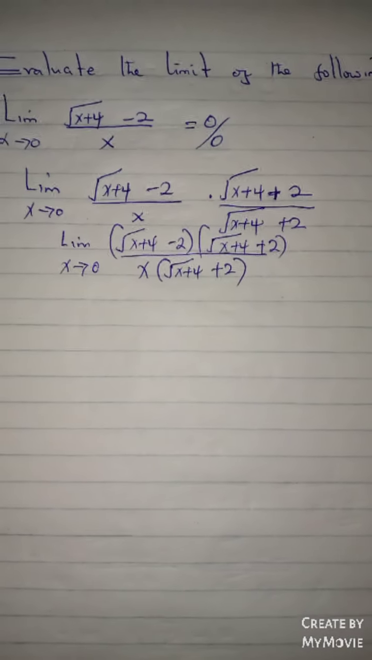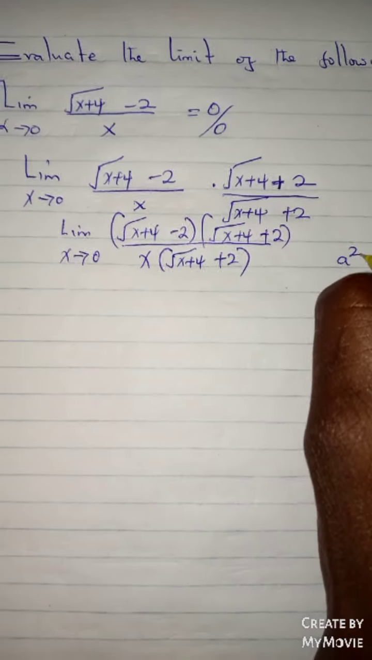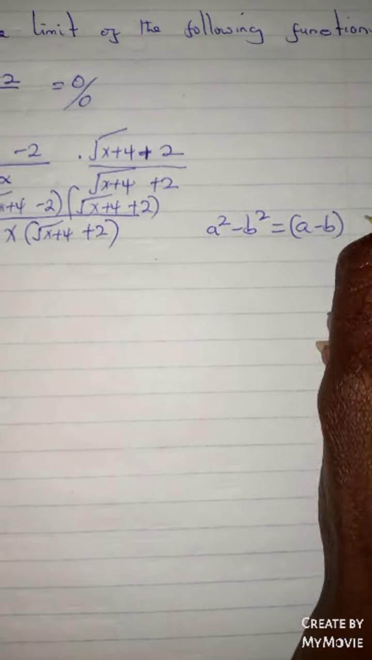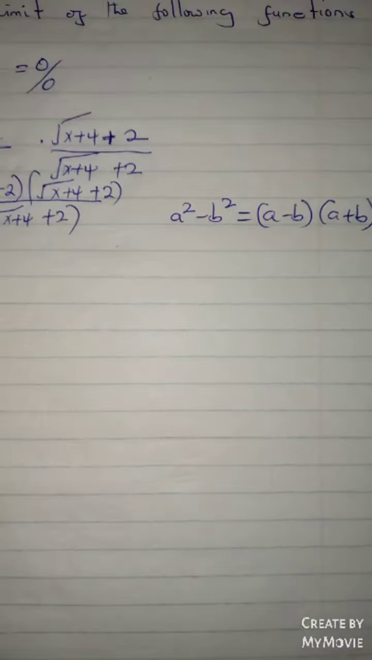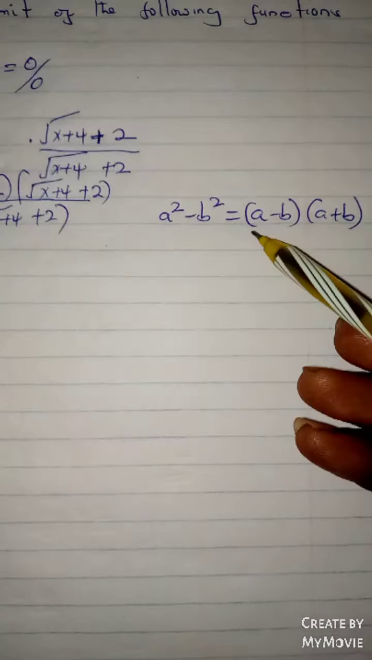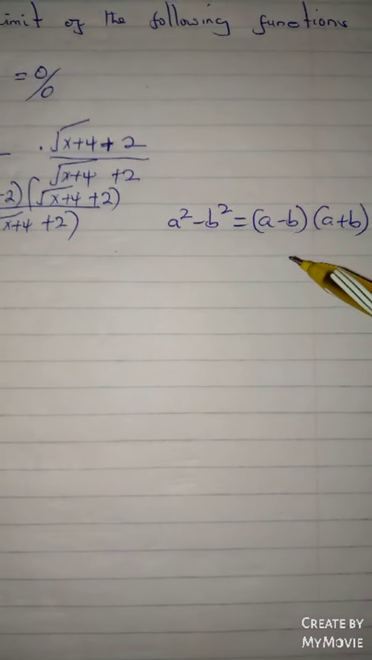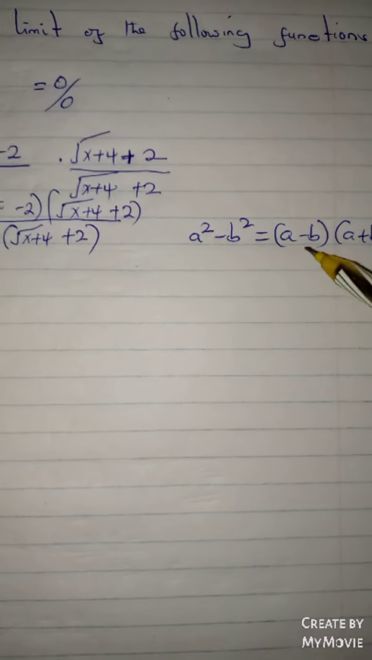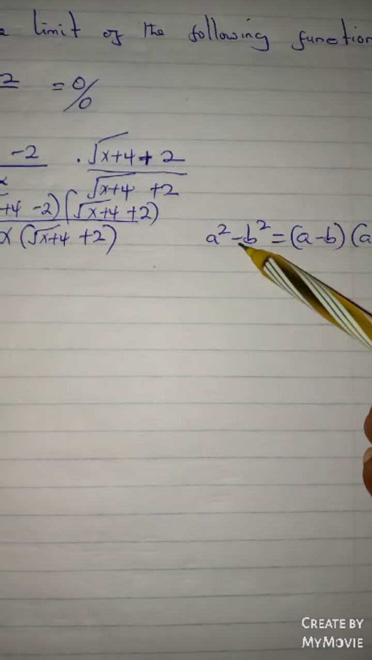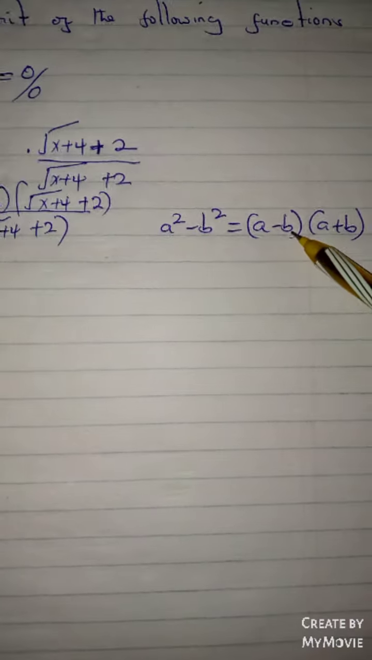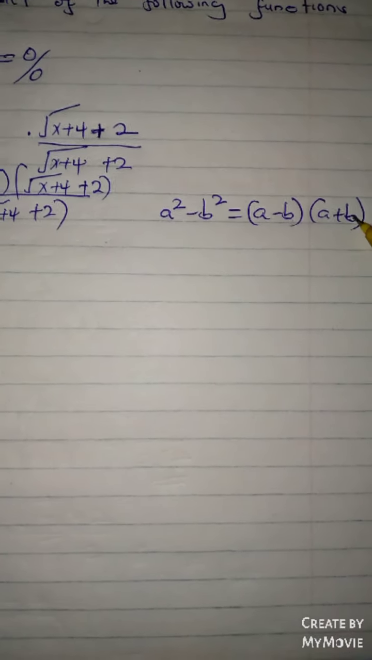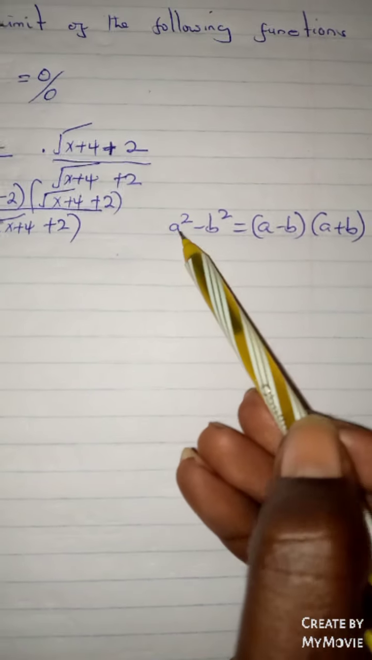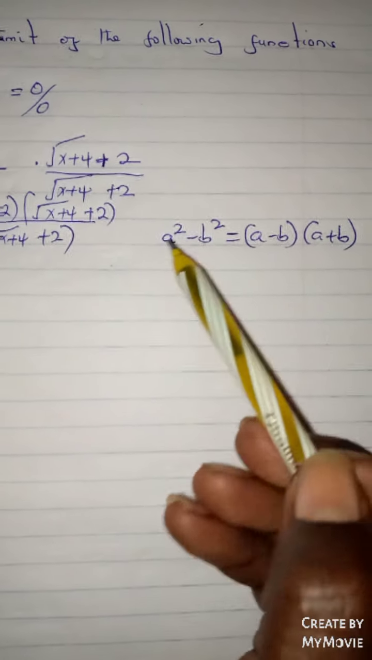I want you to recall this kind of identity: a squared minus b squared is the same as a minus b times a plus b. Recall this identity that we learned in mathematical identities. So we want to bring this function into this form.